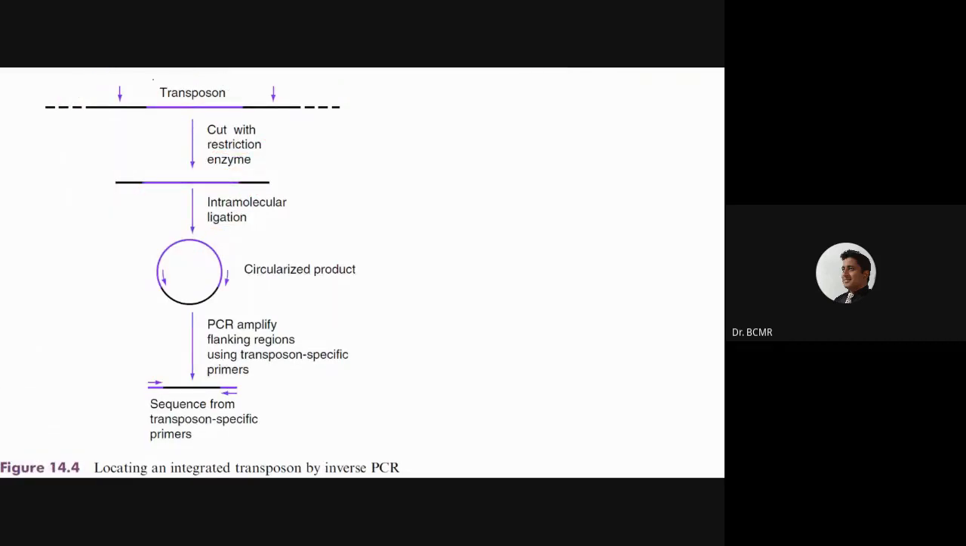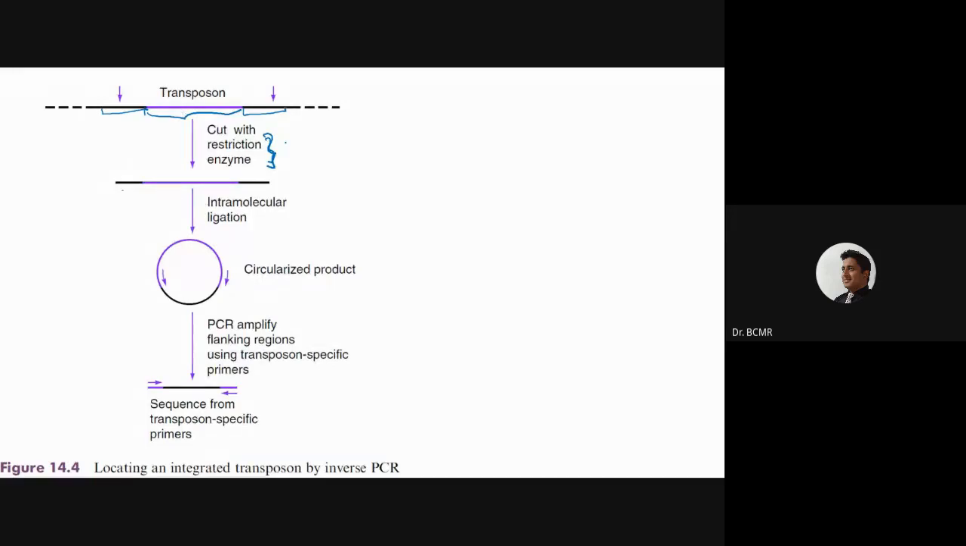Here is the transposon that has hit a gene, assume from here to here is the gene. Because the transposon is integrated, the gene is insertionally inactivated. Now you will also digest it with a restriction enzyme. The choice of restriction enzyme in this first step should be based on it not cutting the transposon. So we will choose a restriction enzyme that cannot cut the transposon.